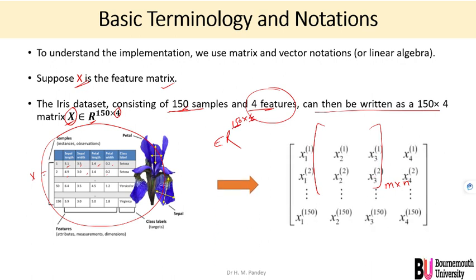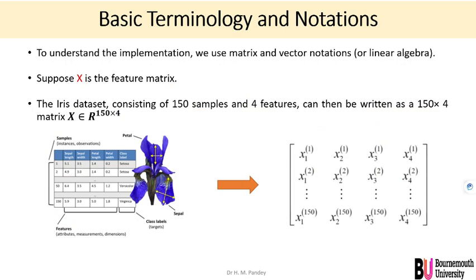And you can see it like this. So this x11 means I'm talking about 5.1. x21 represents 3.5. x31 represents 1.4. x41 represents 0.2. x12 means 4.9, and similarly for the rest of the data points given in this matrix X.